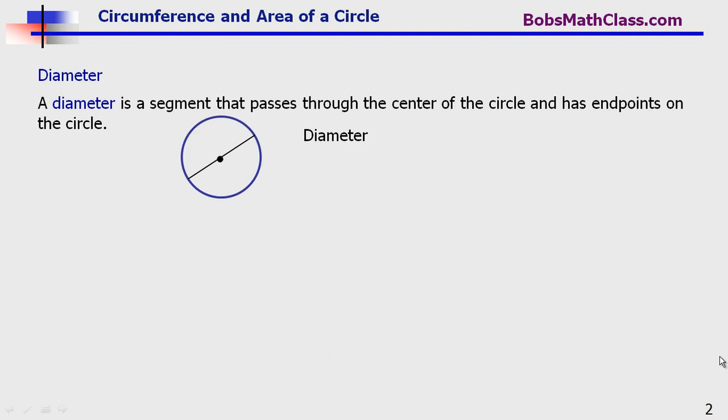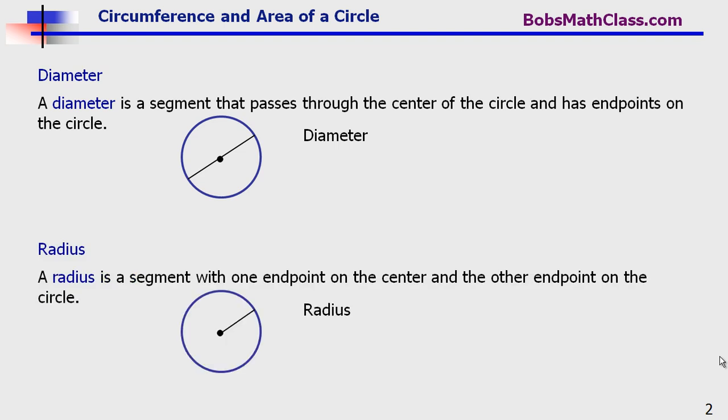Okay, diameter. The diameter is a segment that passes through the center of a circle and has endpoints on the circle. So the diameter is the distance from one end of the circle to another end of the circle through the center. That's called the diameter. Radius. A radius is a segment with one endpoint on the center and the other endpoint on the circle. So the radius is the distance from the center to the edge, and the diameter is from one edge to the other edge.